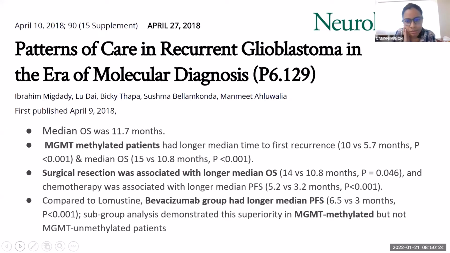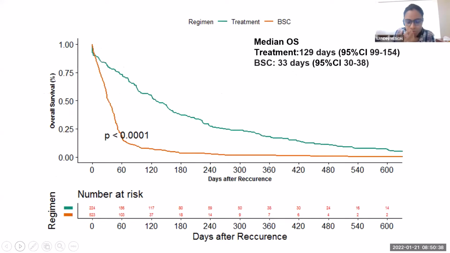And this is a study from the US, which also again showed that those who had surgery lived longer. Those who received therapy also lived longer, but again the overall survival in the good prognostic groups was also only 10 months. So this brings us to the conclusion that we are dealing with a very aggressive tumor with poor prognosis. This is our data.